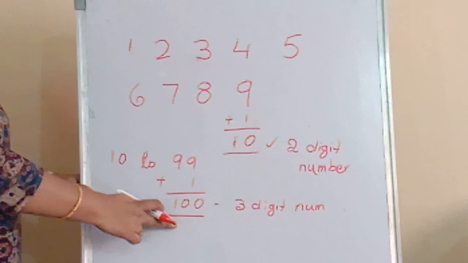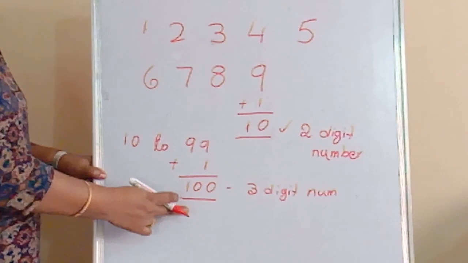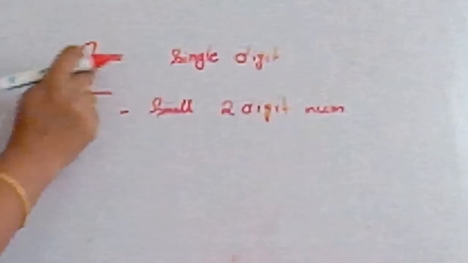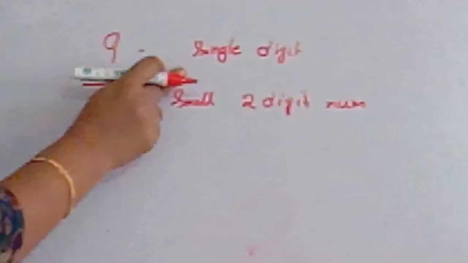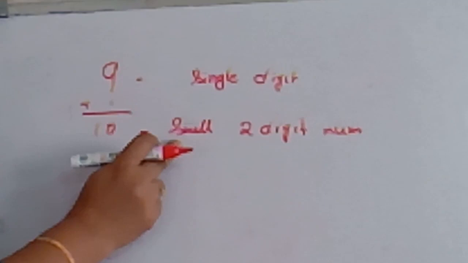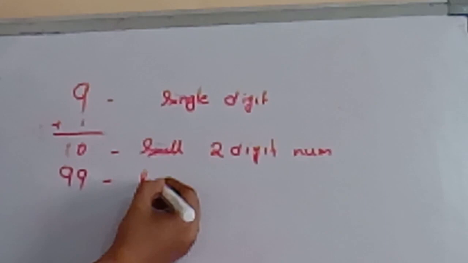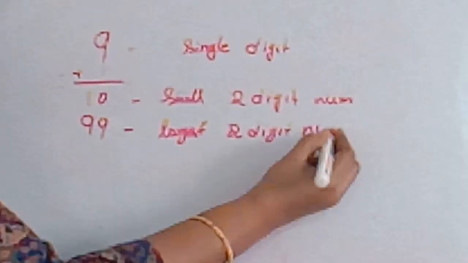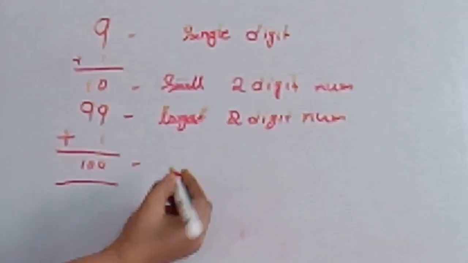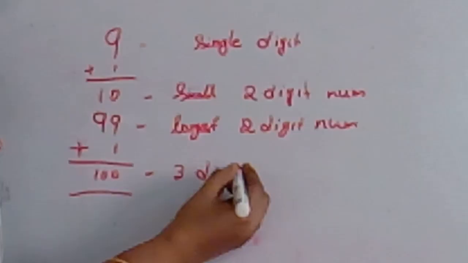Then what is the largest 3 digit number? 999 is the largest 3 digit number. 9 is the largest single digit number. And 10 is the smallest 2 digit number. And 99 is the largest 2 digit number. If you are adding plus 1 to the 99, then we are getting 100, which is the smallest 3 digit number.